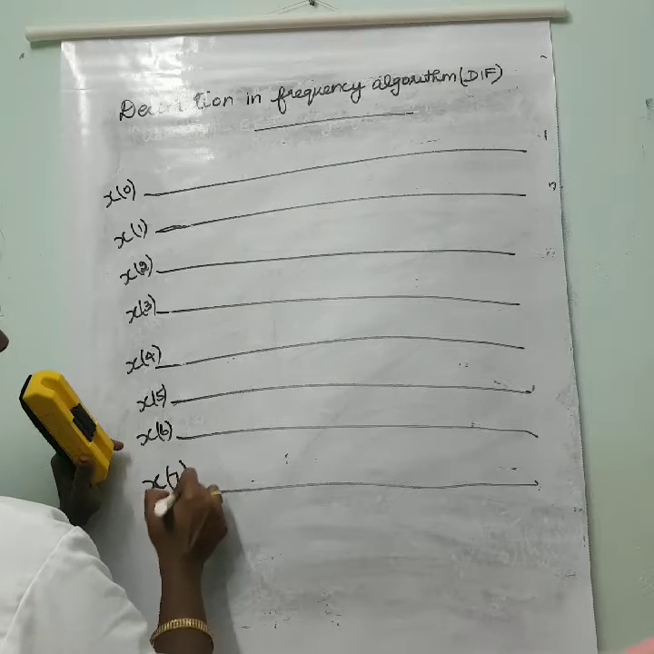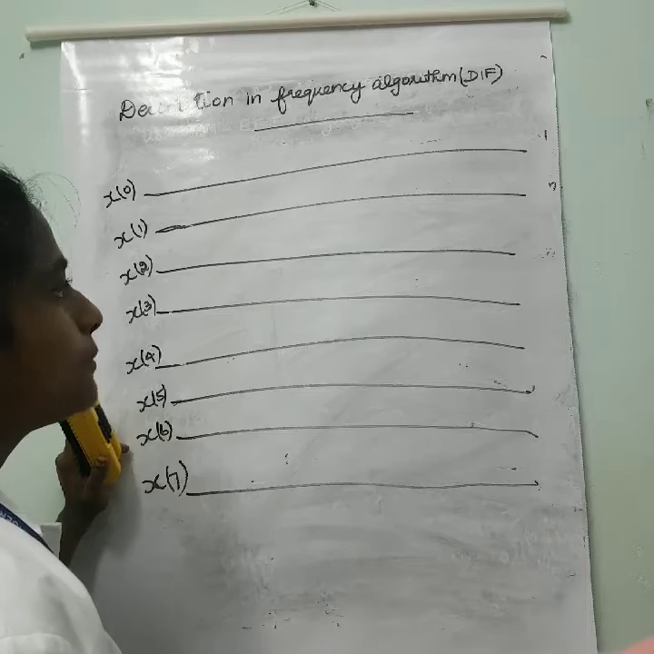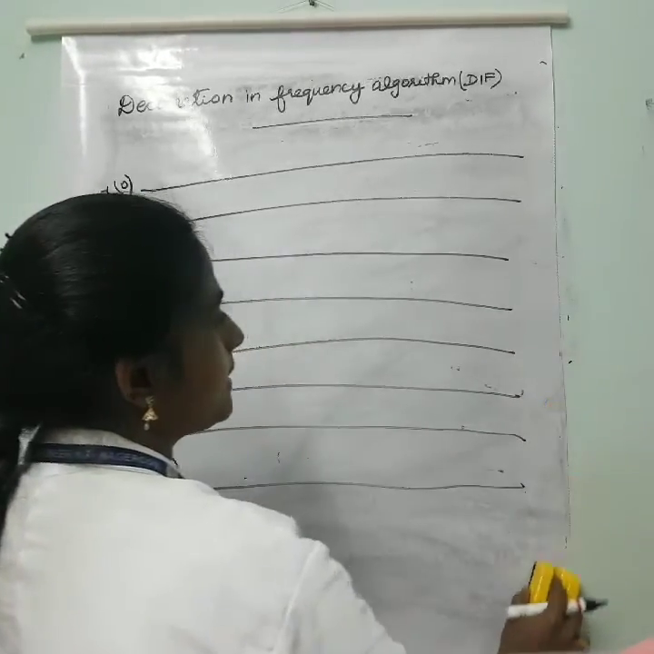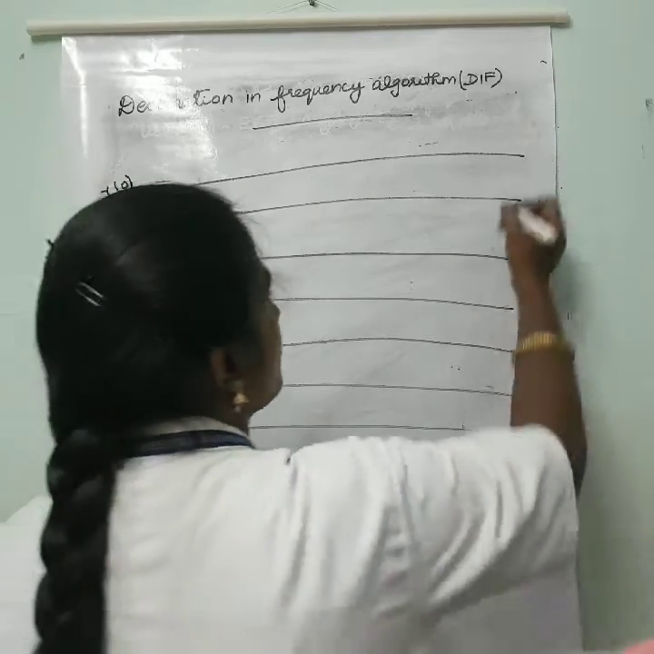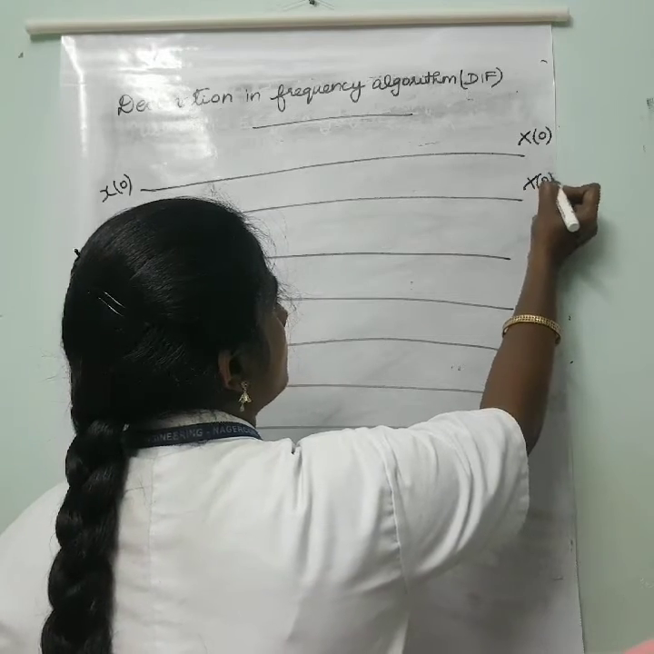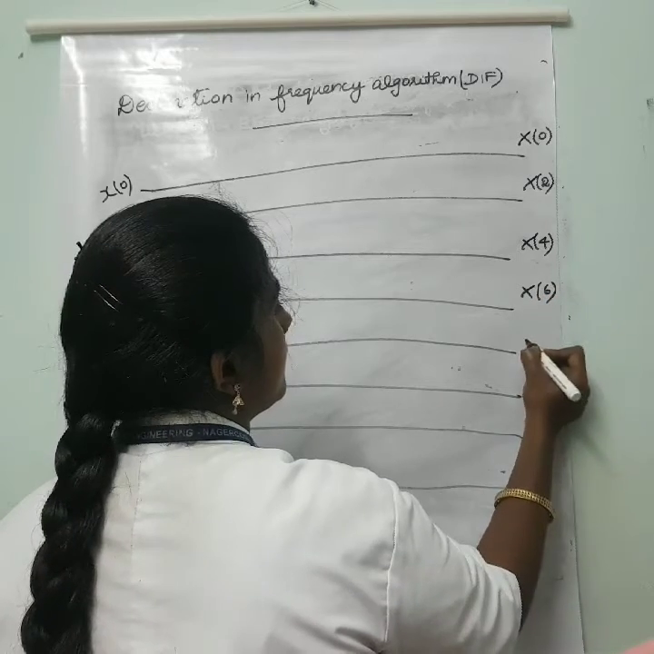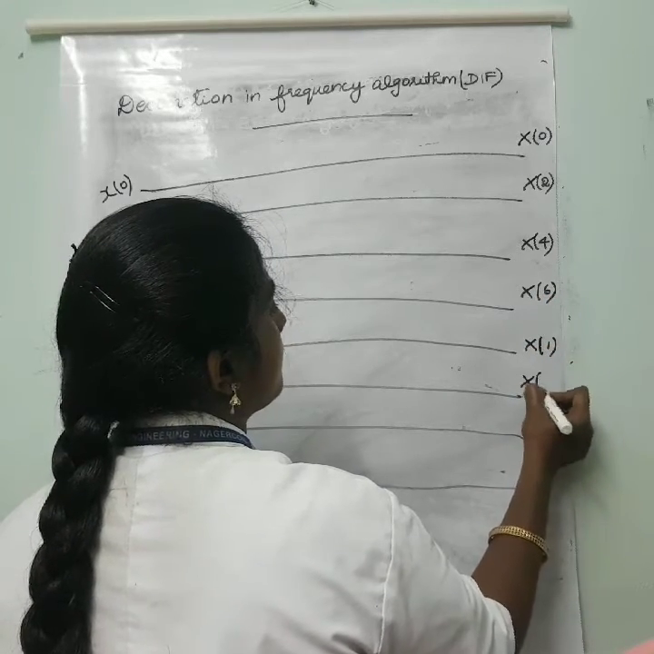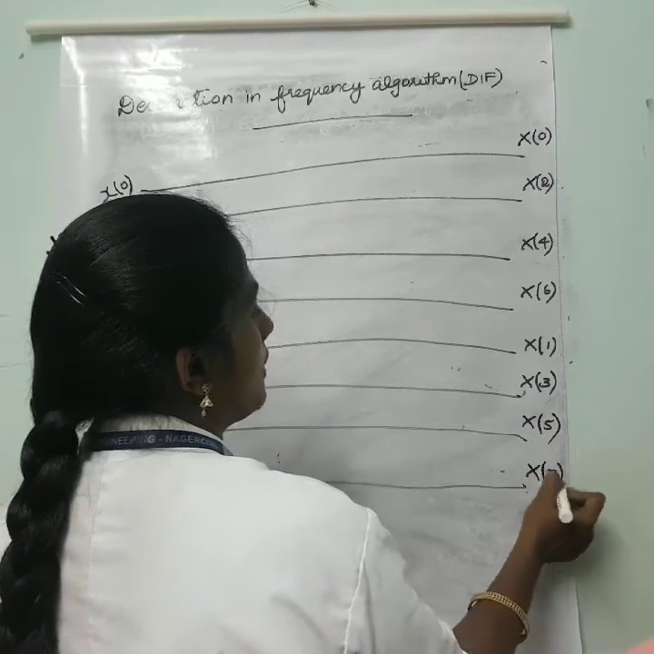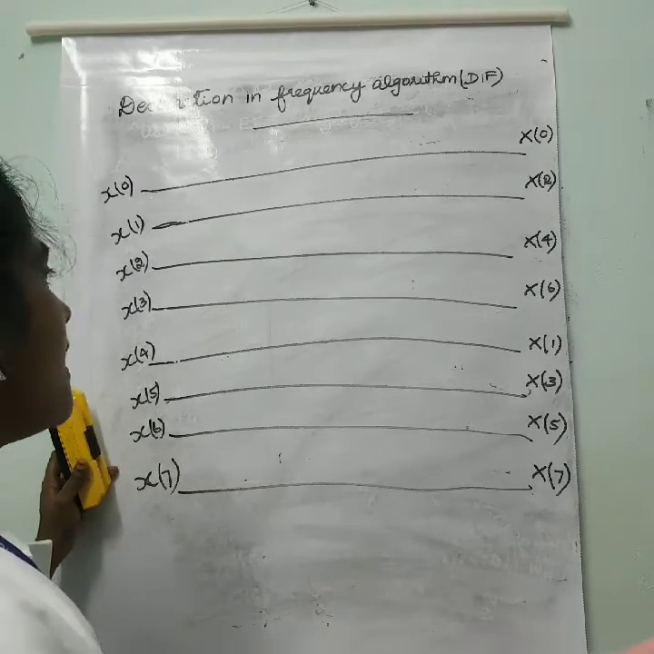In the DIF algorithm, our input will be in the normal order and the output will be in the bit reversal order. That is first the even part, then the odd part. So output is x of 0, x of 2, x of 4, x of 6, x of 1, x of 3, x of 5, x of 7. So our output will be in the bit reversal order, and our input will be in the normal order.